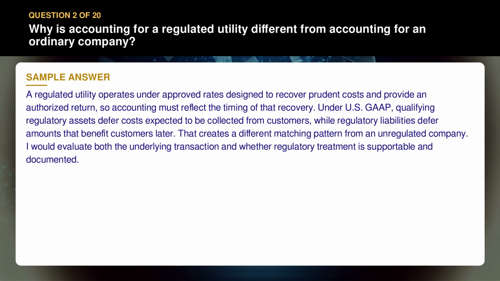Under U.S. generally accepted accounting principles, qualifying regulatory assets defer costs expected to be collected from customers, while regulatory liabilities defer amounts that benefit customers later. That creates a different matching pattern from an unregulated company. I would evaluate both the underlying transaction and whether regulatory treatment is supportable and documented.